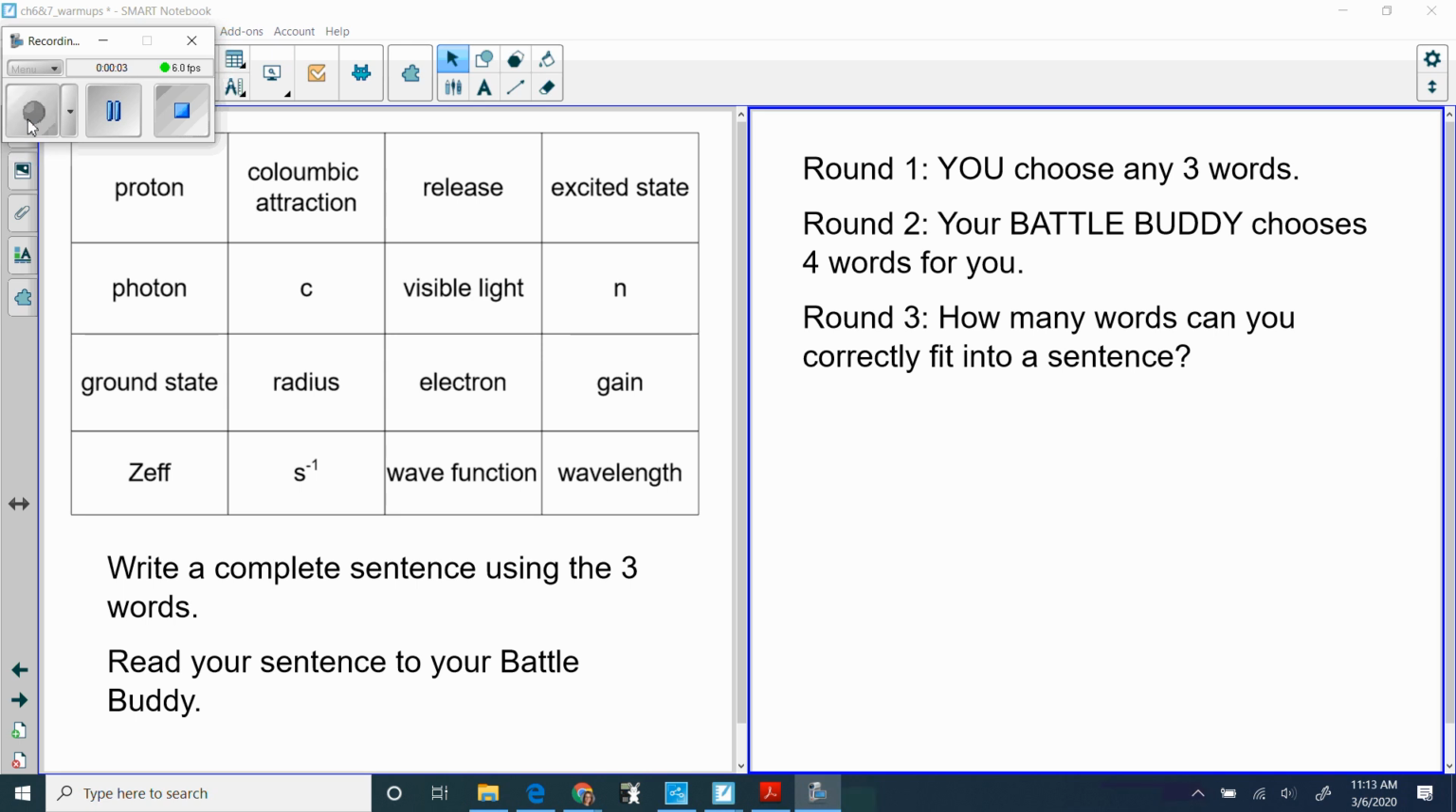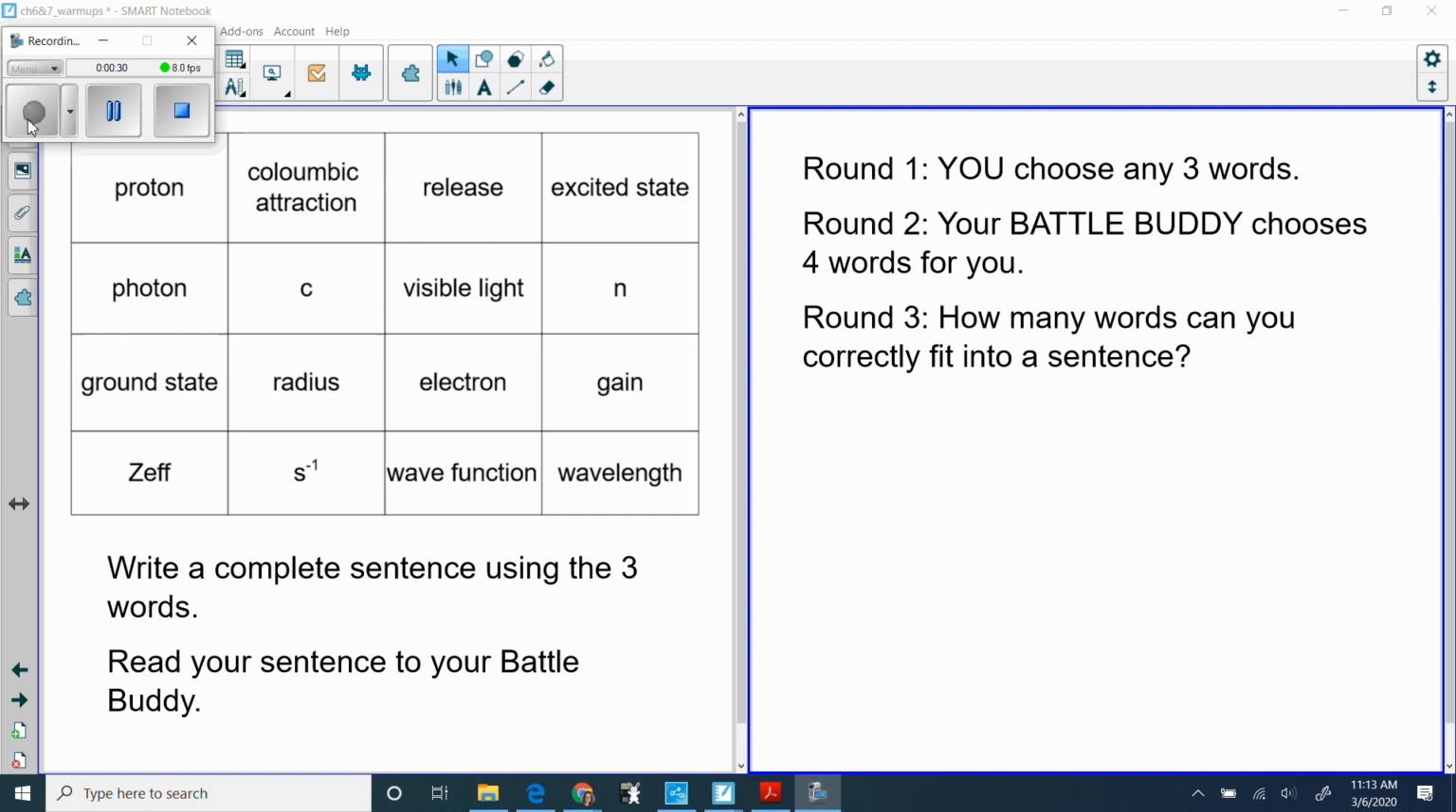Okay, I'm gonna give you 4 words. Make a sentence out of gain, release, excited state, and ground state. Write a sentence. Ready, go? I know how to write it. Energy levels from ground state to an excited state. Very good. That's a very good sentence.